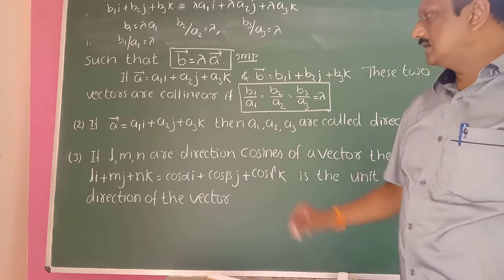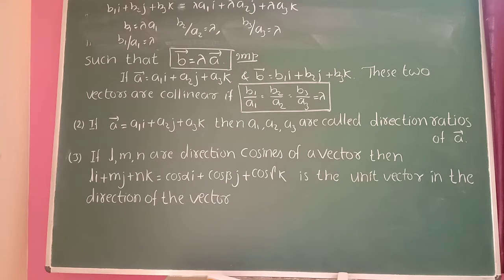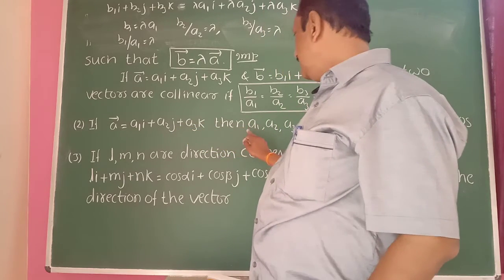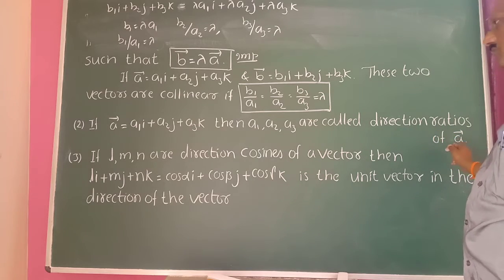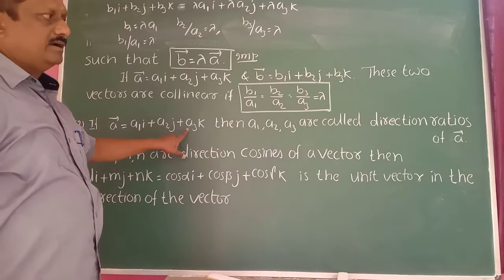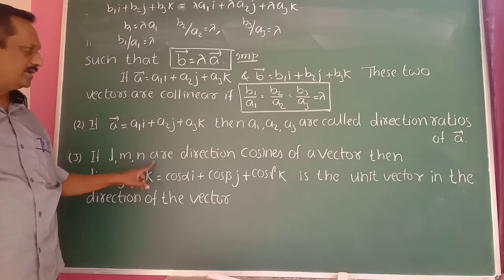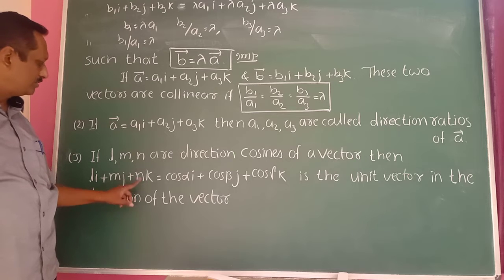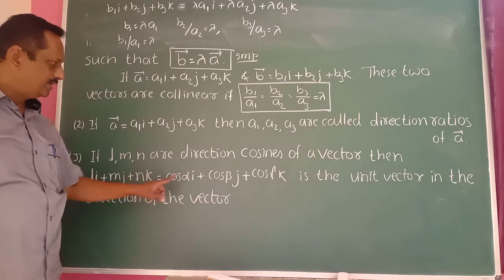Second remark here. In this case, the component form of the vector a bar is equal to a1i plus a2j plus a3k. Then a1, a2, a3 are called direction ratios of a bar. Here a1, a2 and a3 are the direction ratios of the vector a bar. If l, m and n are the direction cosines of a vector, then li plus mj plus nk. You know that l is cos alpha, m is cos beta, and n is cos gamma.